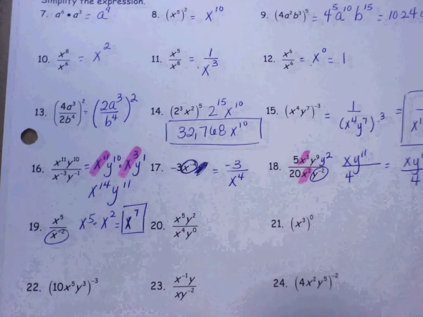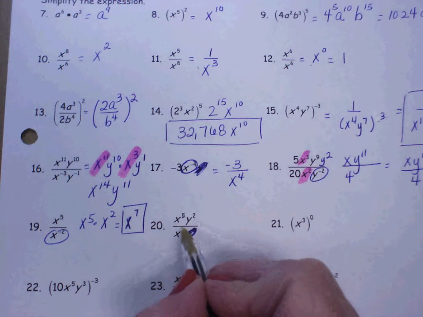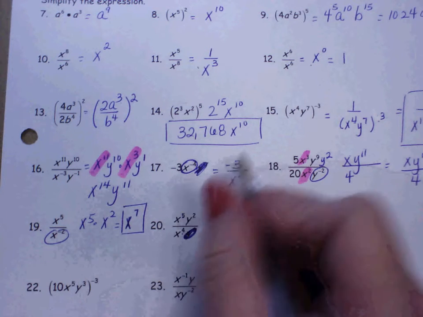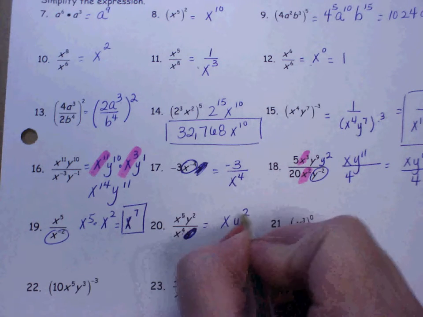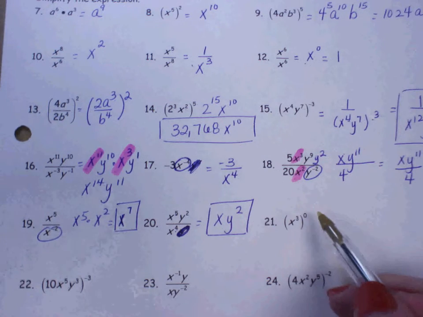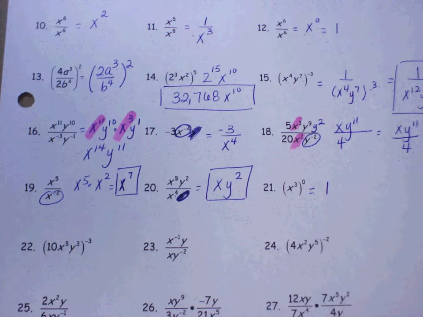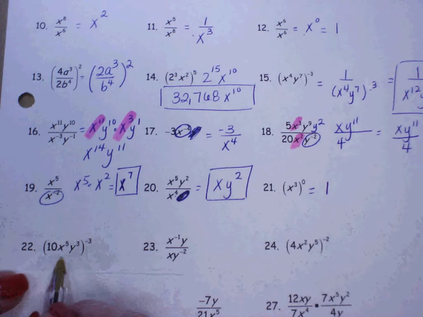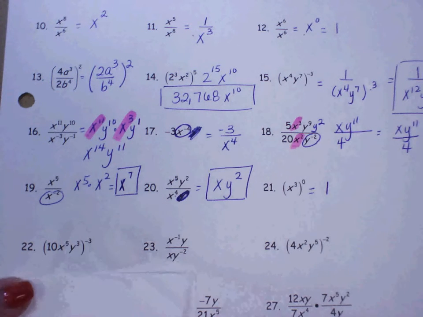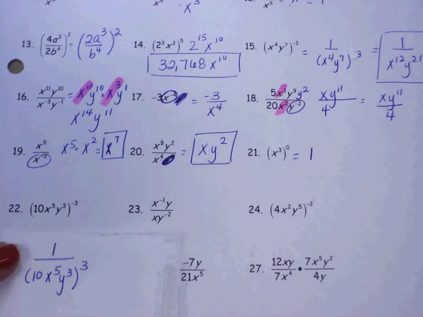X to the 7. All right, this is what? 1, so trash it. What do I have to do with the 5 and the 4? Subtract. So that will be X. Very good. And then Y to the second. Oh, I love those zeros. This is 1. What do I have to do with that one? Get rid of that negative. So 1 over 10 x5 y3, and then that's a positive 3, right?